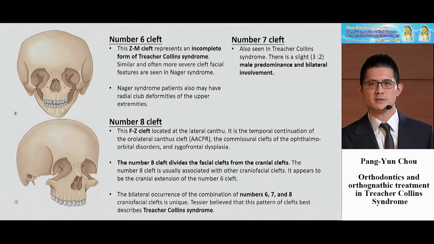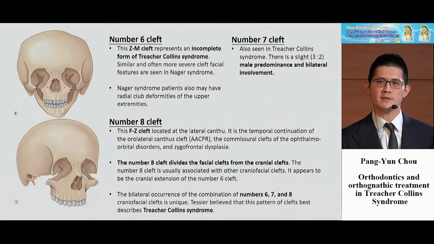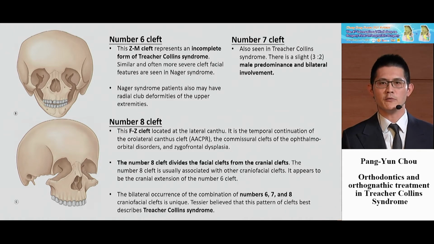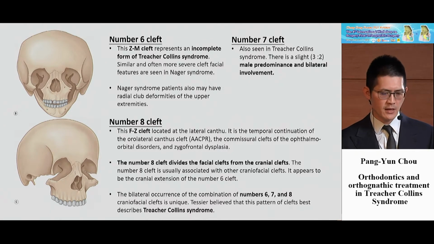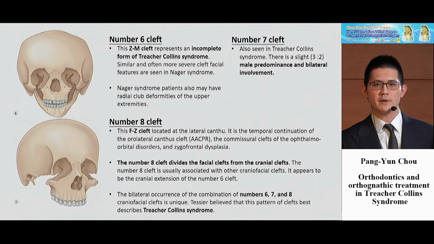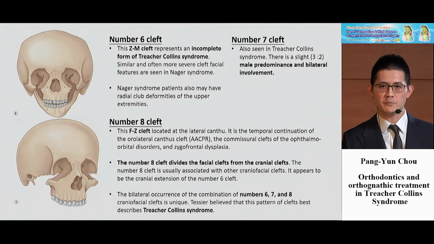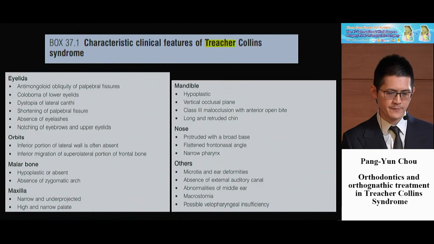Dr. Tassir, our mentor, has already collected some cases in his series. Especially among the rare facial cleft cases, he collected a majority of this kind of patient involving the number 6, number 7, and number 8 clefts. In the number 6 cleft, the problem always focuses on the zygomatic malar area. Most of these patients will have the number 8 cleft, where the lesion focuses on the frontal zygomatic area. I believe the combination of the number 6, 7, and 8 clefts is a pattern that should be described as Treacher Collins disease.